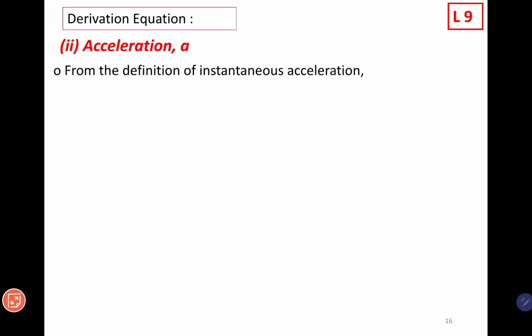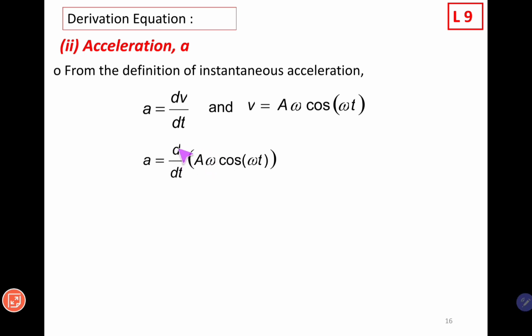Alright, so as we know, differentiation of v with respect to t gives you a. So v equals a omega cos omega t. From this, we need to differentiate v with respect to t. Substitute into this equation. What do we get now? Okay, so we need to differentiate a omega cos omega t with respect to t. Again, a and omega are just constants. Take them out first. Then we need to differentiate cos omega t with respect to t.